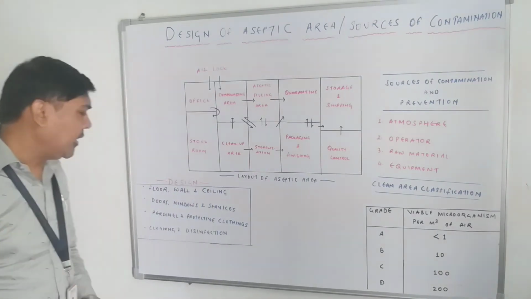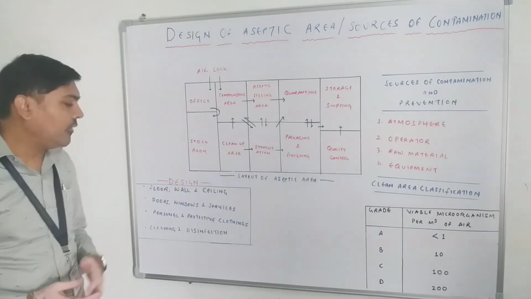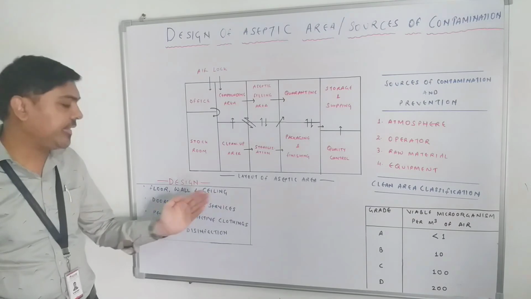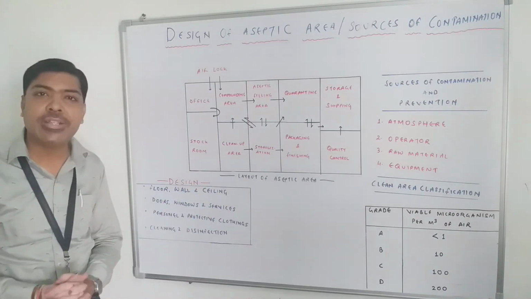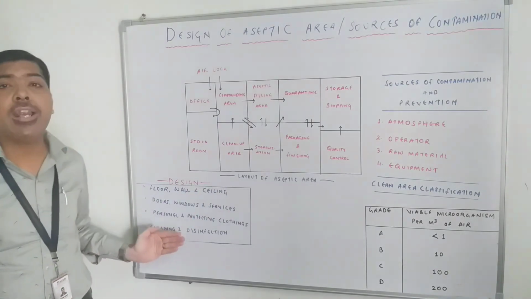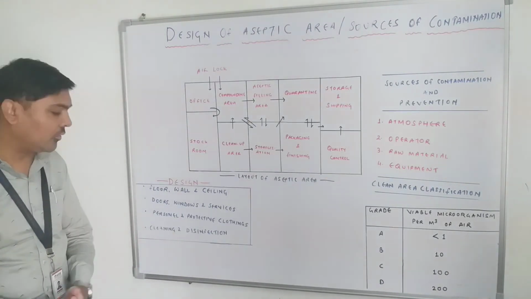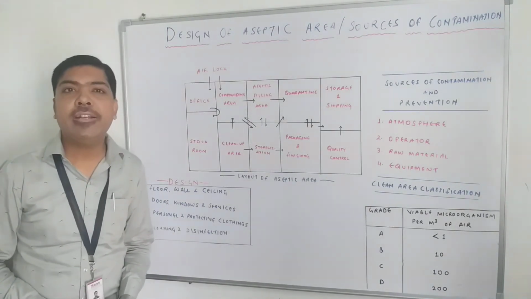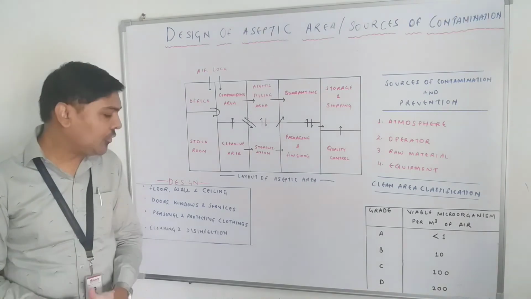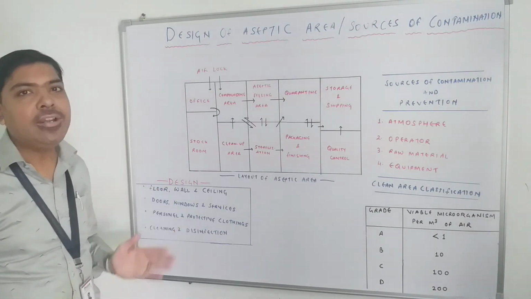Okay, so these are some of the points. We will talk about the floor, walls and ceilings, we'll talk about the doors, windows and services, we'll talk about the personal and protective clothing, and we'll also talk about the cleaning and the disinfection process. Okay, so the first one is floor, wall and ceiling.